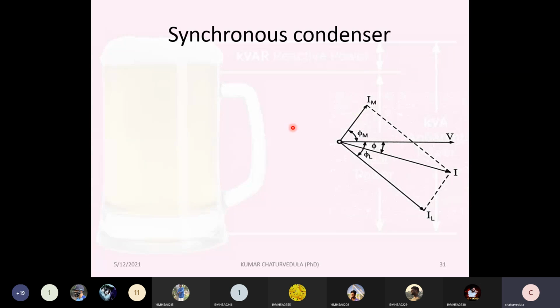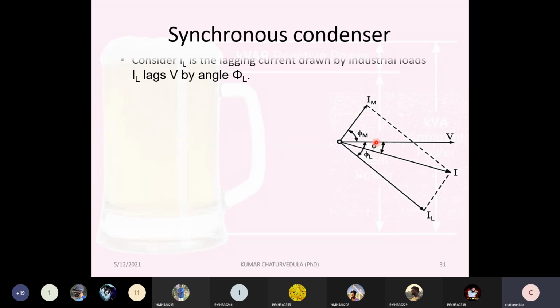Here V is the supply voltage, and in general IL is the lagging current of the load, and IM is the overexcited current of the synchronous motor. IL always lags V by an angle phi L, and IM leads voltage V by an angle phi M. The phasor sum of IM and IL gives you the current I, whose angle is phi. Phi is always less than phi M, by which your power factor is improved.